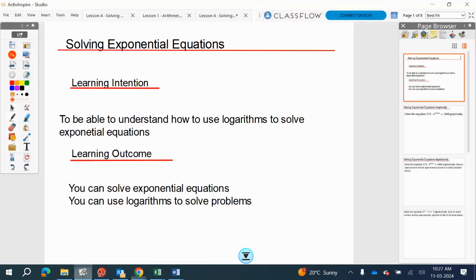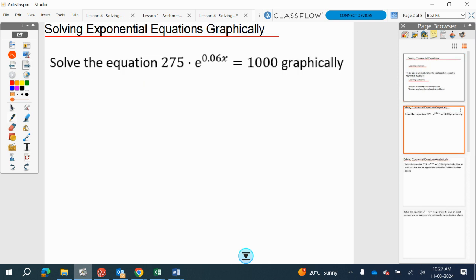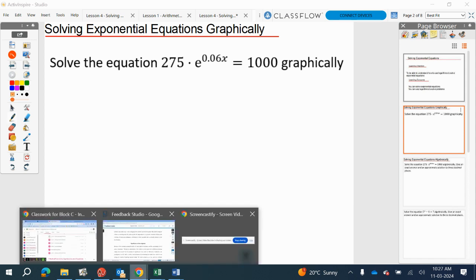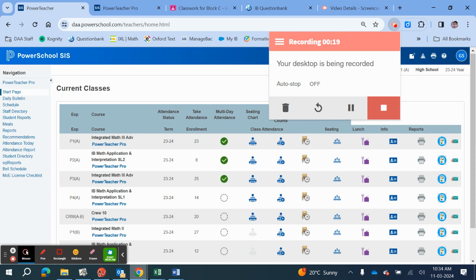Let's focus now on solving equations, exponential equations. I'd like to start off with you having a go at solving this equation graphically. Take it out on your calculator. Have a go at that now. I'll come around and have a look.